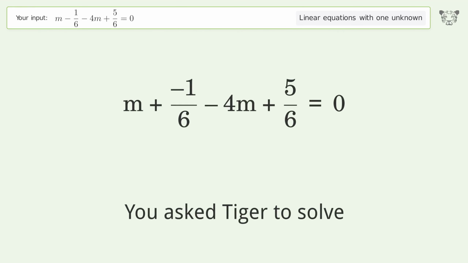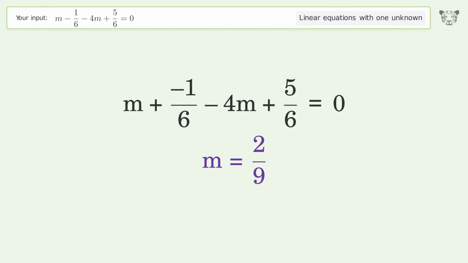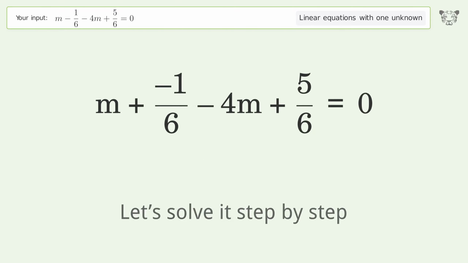You ask Tiger to solve. This deals with linear equations with one unknown. The final result is m equals 2/9. Let's solve it step by step.